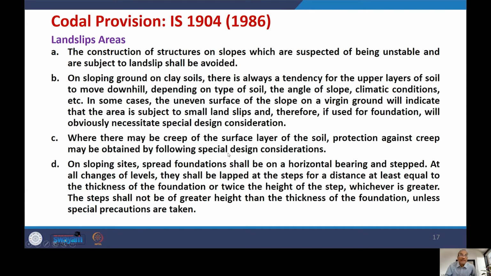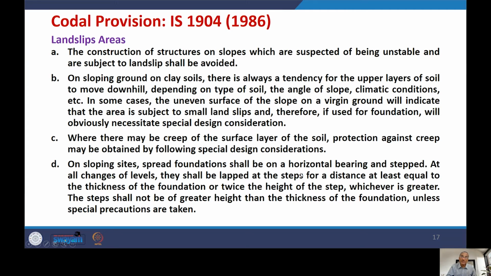So, clay requires more treatment than granular soils, particularly on sloping ground. The third case is where there may be creep of the surface layer of the soil. Protection and safety may be obtained by following special design considerations. What are they on sloping sides?